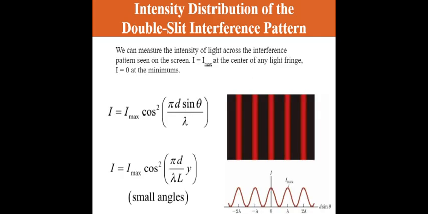So we can actually calculate the intensity of light throughout the screen as a function of theta, again, the angle from the center of the screen to anywhere else on the screen. For fringes on the screen near the center, you can actually measure the intensity with the formula shown above. So it's kind of like a small angle approximation of the intensity.